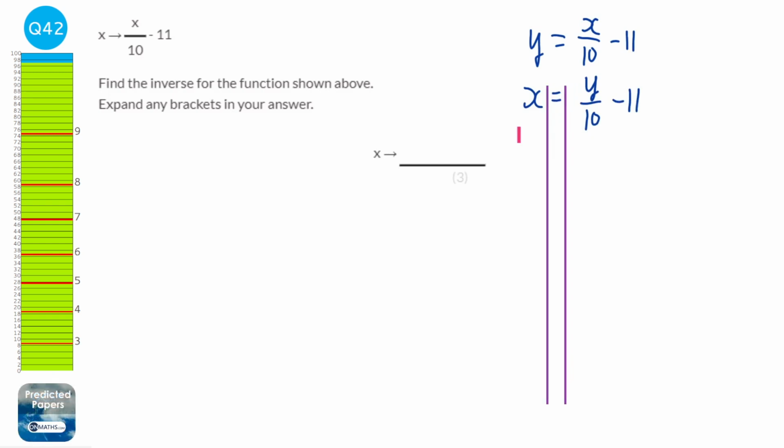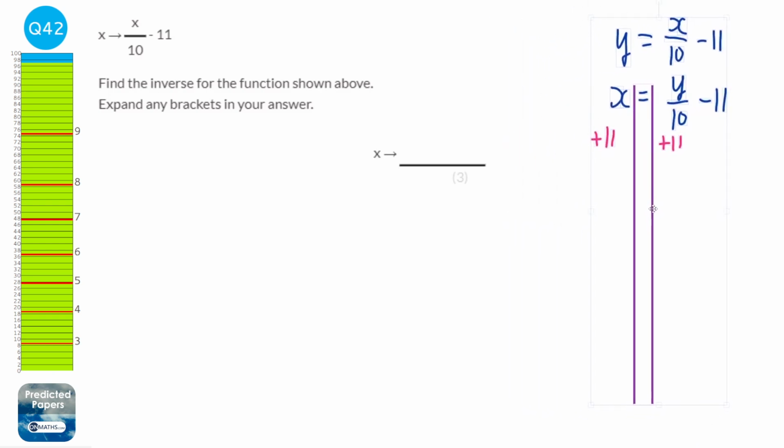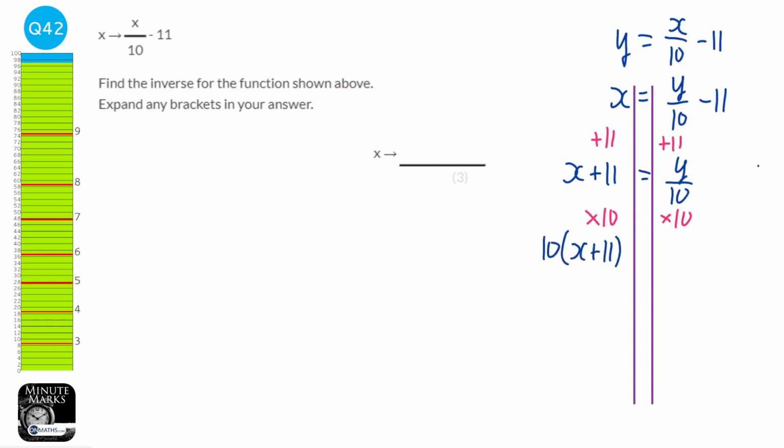So we're going to first of all add the 11 to both sides, and I've made an amateur move here. I've not left myself enough room, so let's just scoot that across. Okay, so add the 11, so it would be x plus 11 equals y over 10. Next thing we're going to do is multiply by the 10 to get y on its own. So it would be 10 brackets x plus 11 equals y. Expand those, it would be 10x plus 110 equals y.